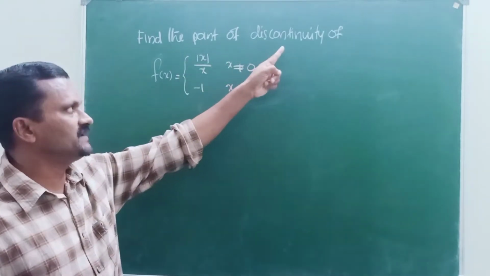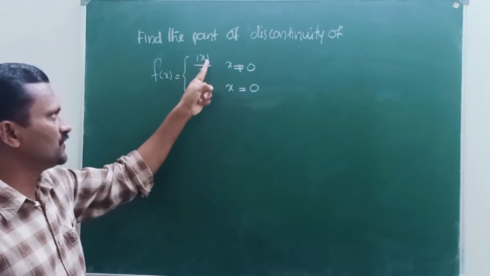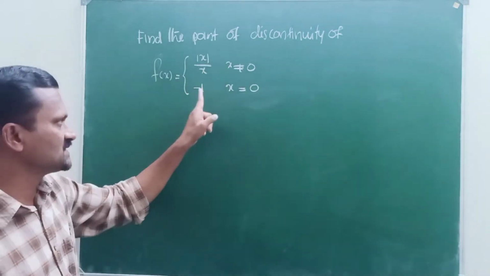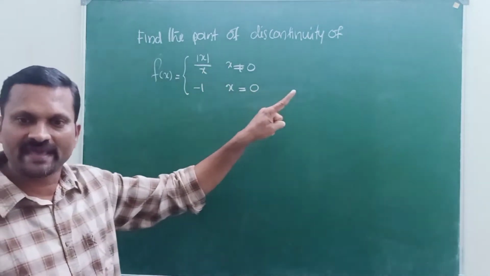Find the point of discontinuity of f of x equal to mod x by x if x not equal to 0, and minus 1 if x equal to 0.